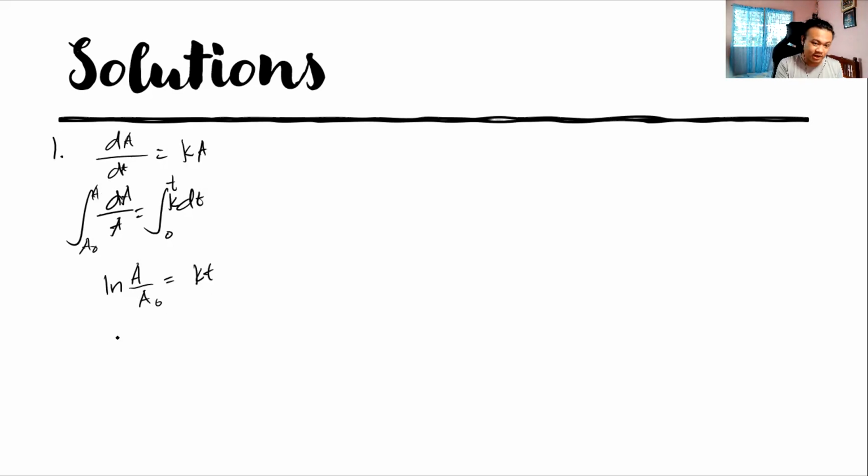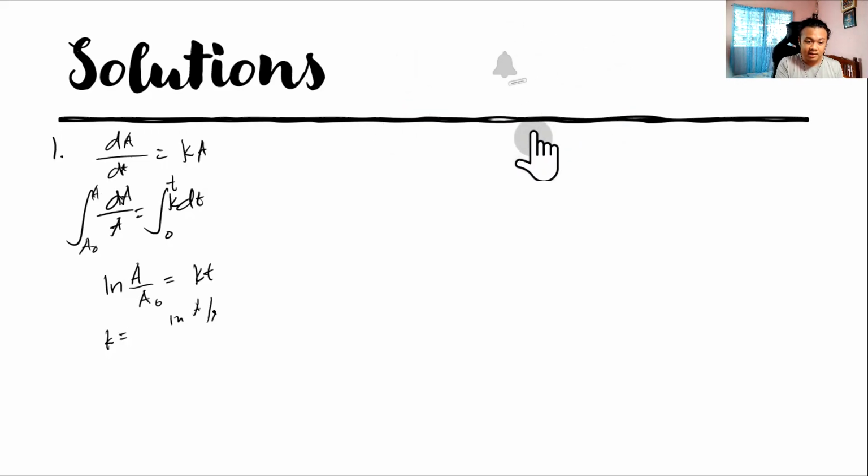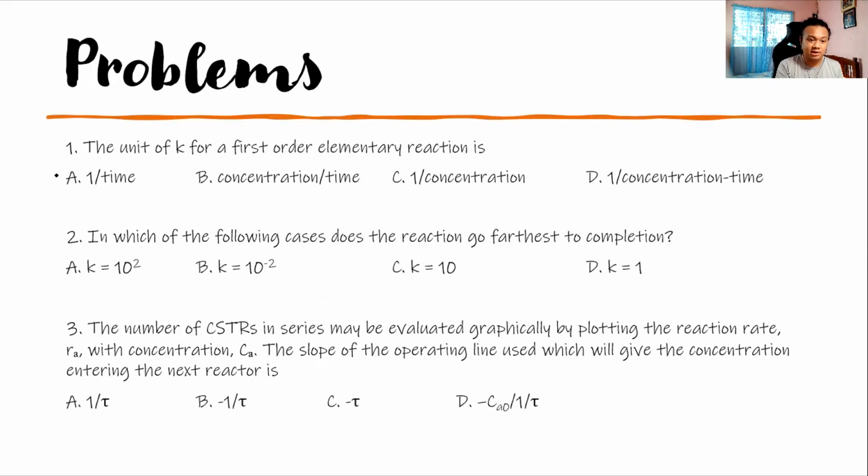Then transpose t to the other side: ln of A over A0 over t. You can see now that K is equal to 1 over time. Right? 1 over time. So that's letter A. That's how easy it is.